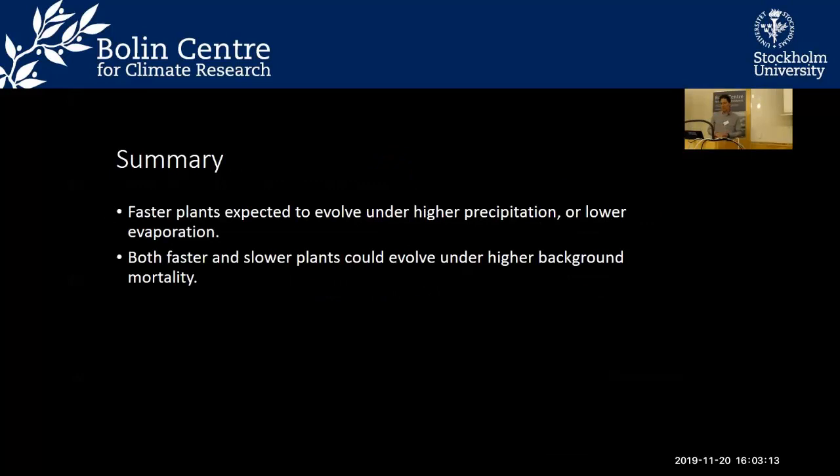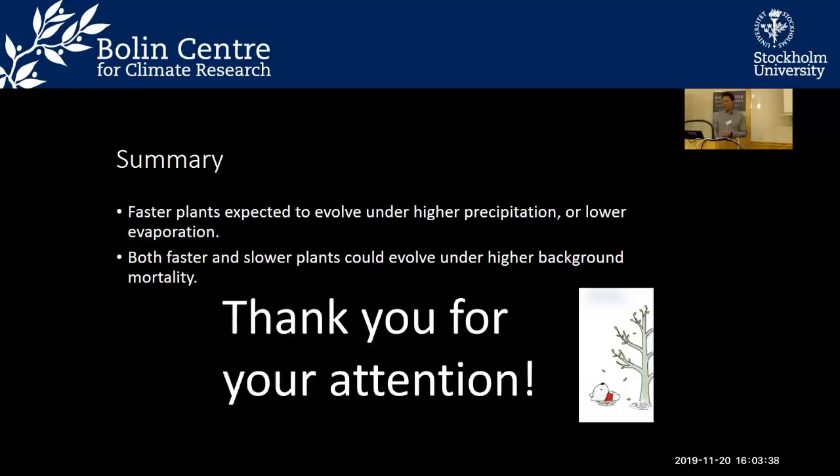As a summary, faster plants are expected to evolve under higher precipitation or lower evaporation, and we could expect either faster or slower plants to evolve under a higher background mortality. So thank you very much for your attention.